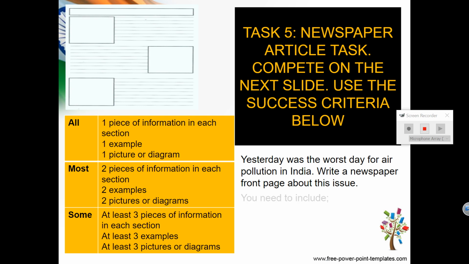You want a bold, catchy headline. You want to tell me what the cause of the pollution is, who it's impacted or how it's impacted them, and some rights of the children. Within that, you can see there is almost a success criteria. You should all be aiming for at least 3 bits of information in each section. You can see an example on the top left-hand of a blank one there. 3 examples and 3 pictures or diagrams. There is space on the next slide to do that.